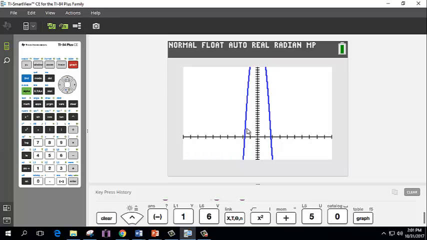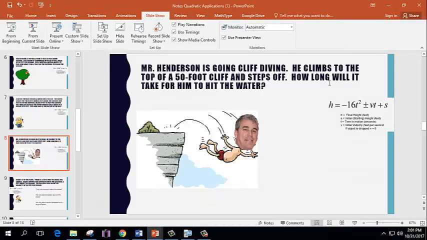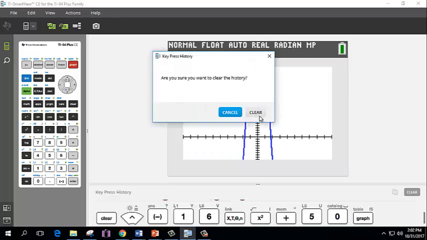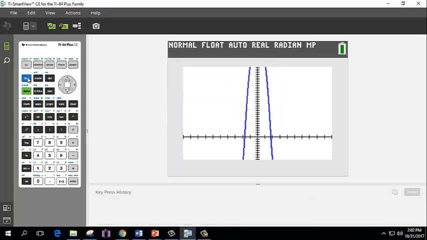Okay, so with that said, now we have to find where this is going to hit the ground, because that's what's being asked. It says, how long will it take for him to hit the water? So that's at your height equaling 0. If Mr. Henderson's way up here, he falls off, forward, and bam, this is where he hits the water. So I have to figure out where that 0 occurs. So I'm going to clear these first so you can see what buttons I'm pressing.